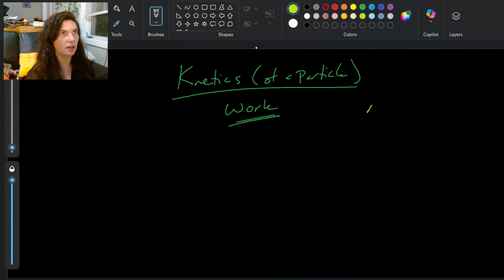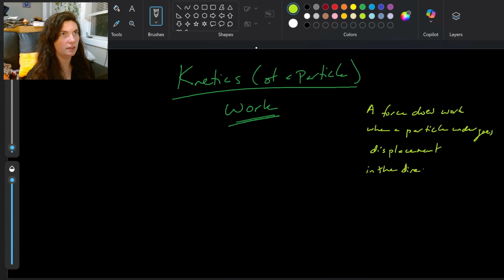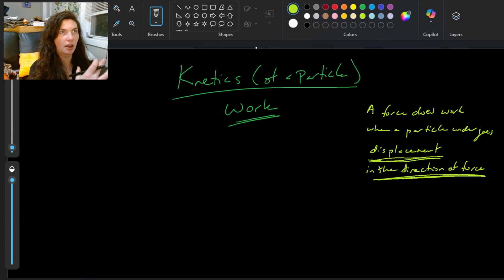So we'll put that here. A force does work when a particle undergoes a displacement. And then this is the important part: in the direction of the force. So this displacement in the direction of the force, that's really the important part when we're talking about work. It's this representation of displacement in relation to force that we use as a value to work with work and energy.